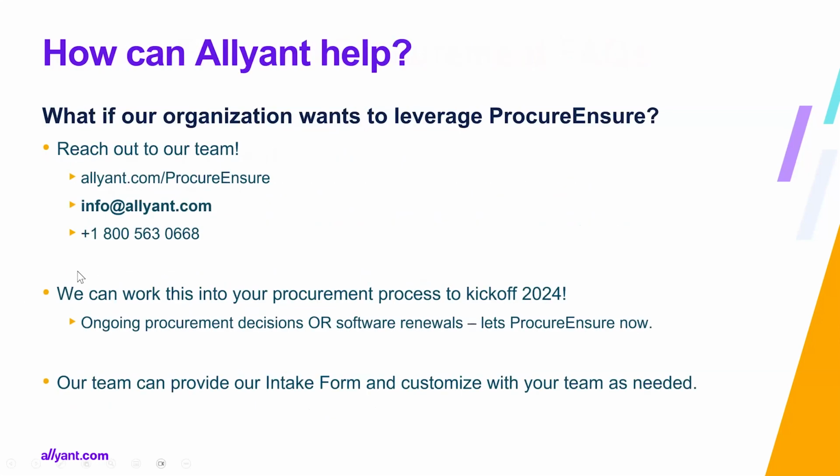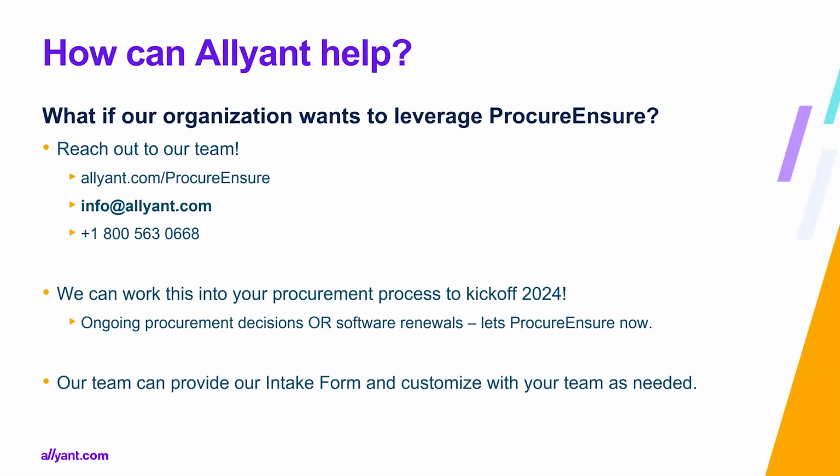Then jumping into how can we help? How can Allyant help? I talked about it early in the presentation. You can reach us at info@allyant.com. We have an Allyant web page on the ProcureEnsure service. Obviously, you can go there. You can reach out via the web form that's on that page, or just shoot us an email, and we can start having a deeper conversation on helping your specific organization build this into your procurement processes for 2024.